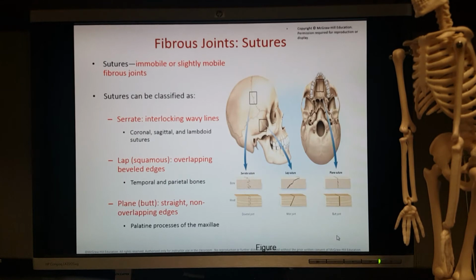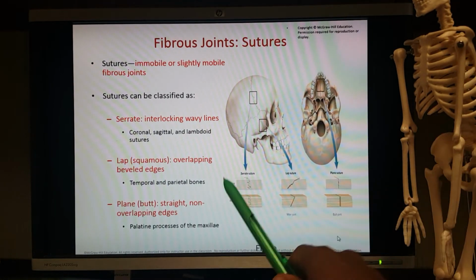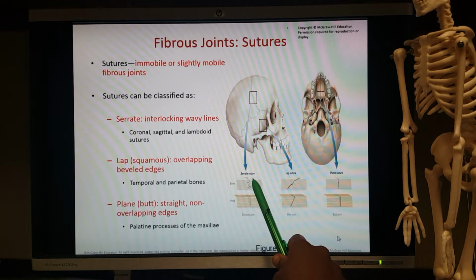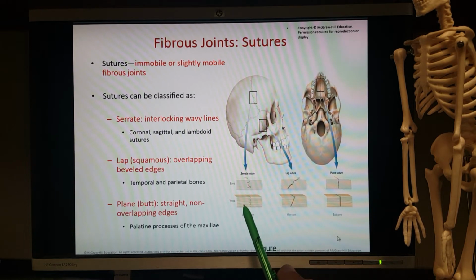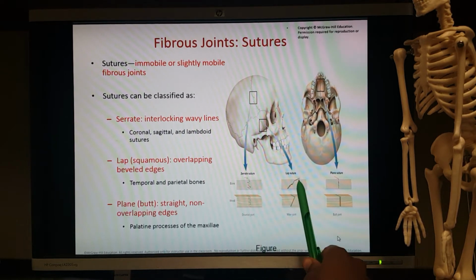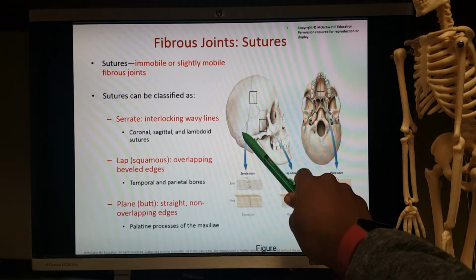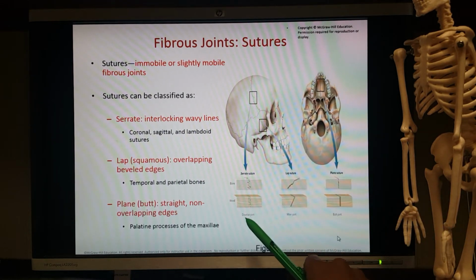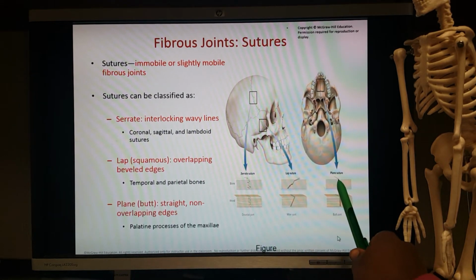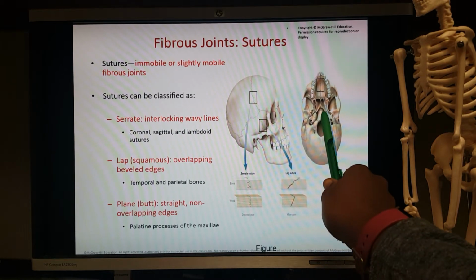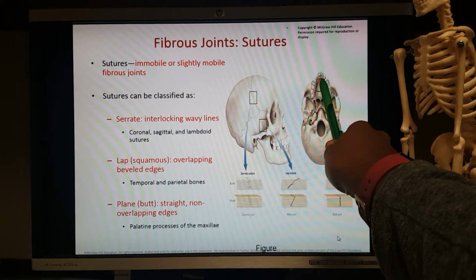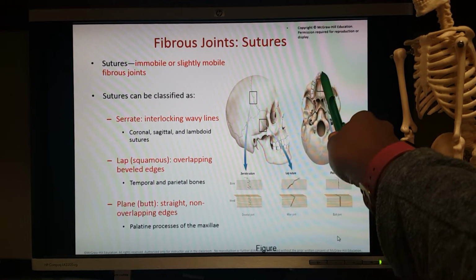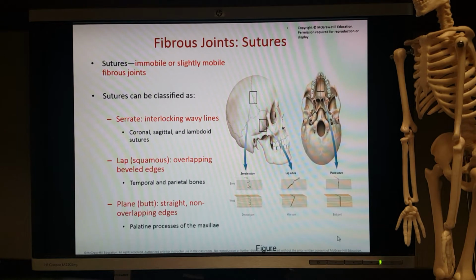So for your fibrous joints, again, your sutures in the skull: a suture can be serrated, in a kind of zigzag pattern. You can also have a lap suture where it overlaps, like the squamous suture on the skull, or a plain suture where they're just straight across. For example, the palatine process of the maxilla has that plain suture, so just a straight flat suture.